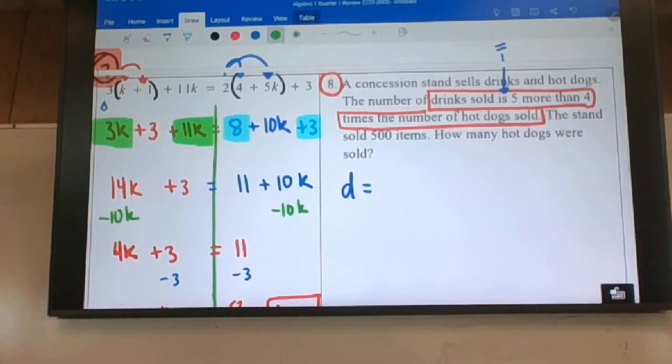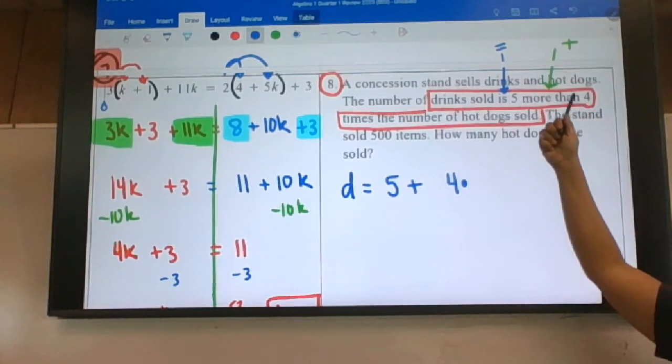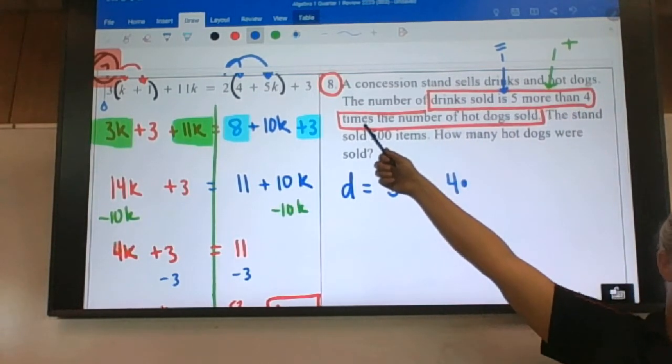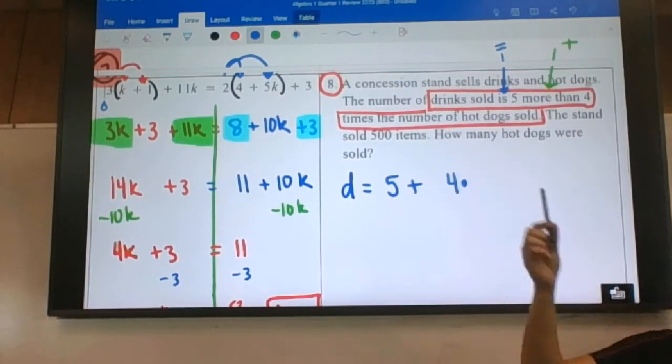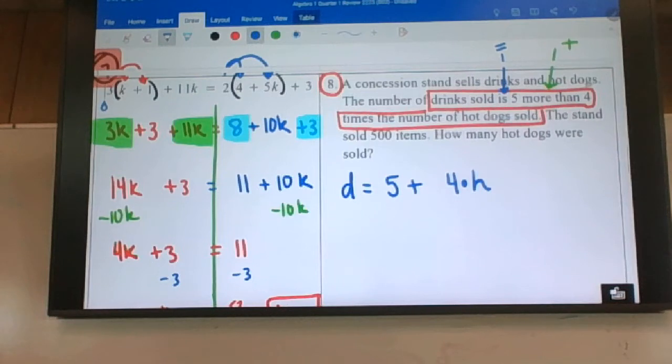All right, and then I see 5 more than. You guys, what symbol goes with the words more than? Well, greater than or a plus sign. So this is going to be 5 plus. And now we have 4 times. So you can do a multiplication dot, or we can do parentheses. I like the dot. And it says 4 times the number of hot dogs. So I'll just put H for hot dogs.